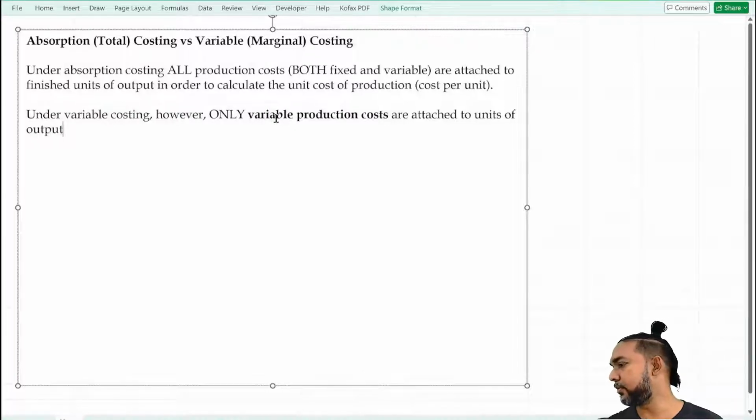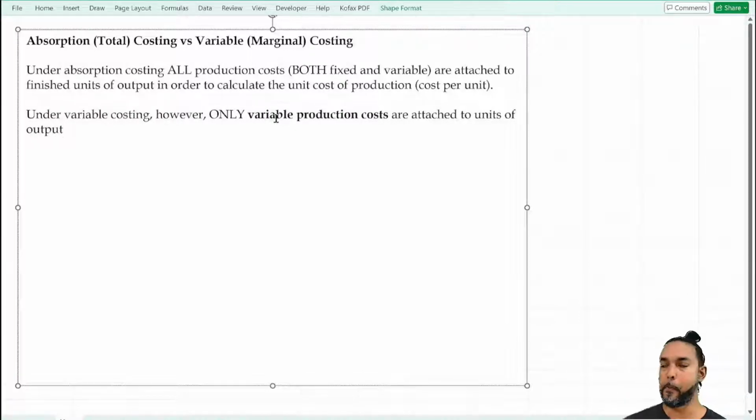Hey, good morning, Julia. How are you doing? Good to see you on today. Don't worry, you didn't miss too much. We just had some preliminary discussions about what we're going to do, how we're going to approach it. I just started the notes, so you haven't missed too much. So we're doing absorption versus marginal costing. These are all the notes I have so far.